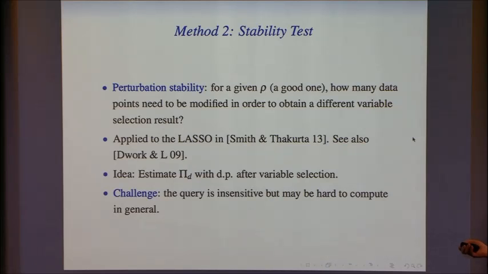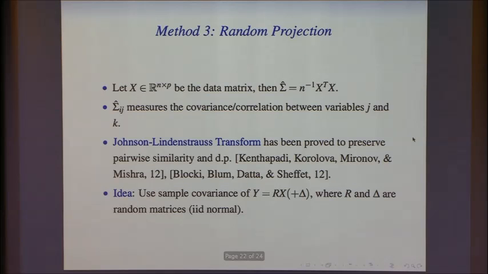But the challenge is the query itself is insensitive but maybe hard to compute. And my intuition on this, I didn't write it down because it's probably not true, is that it should be easier for PCA because PCA is not an inverse problem. So we don't need to do the X transpose X inverse in PCA. Everything in PCA is just a sample average. So I expect the query is easier to find in PCA. And there's a third method.